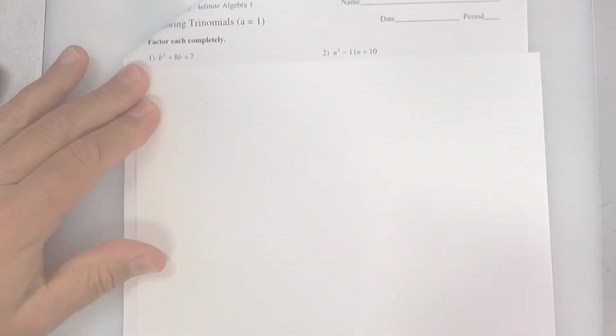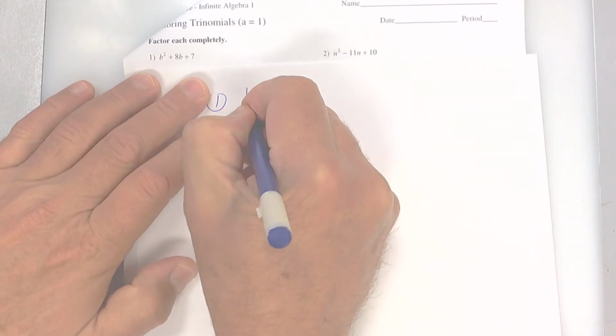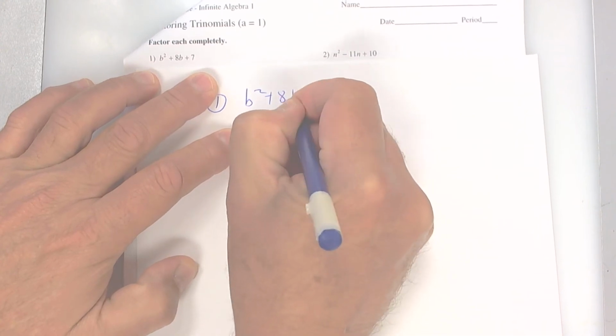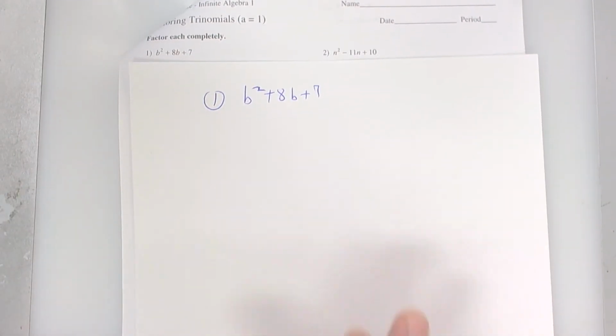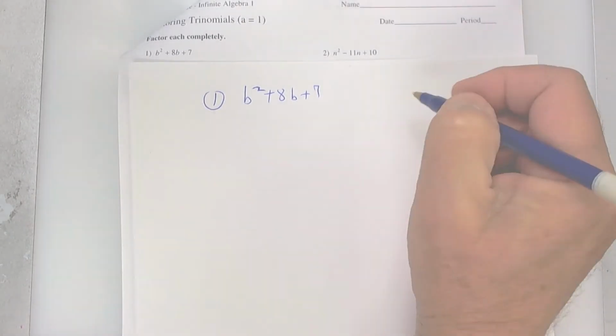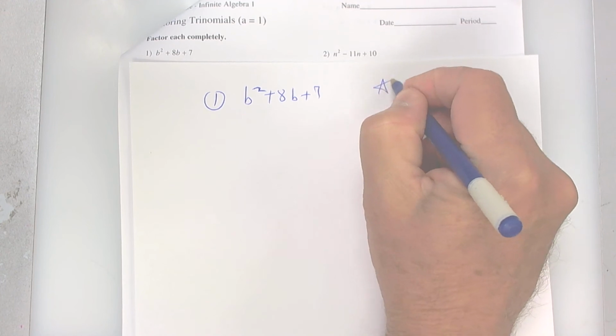Put away your bell work. On a new sheet of paper, I want you to copy down this problem here. So copy down number 1. Okay, copy that down. Now there's a sign chart that will help you, and I want you to memorize it. So put a star by it.